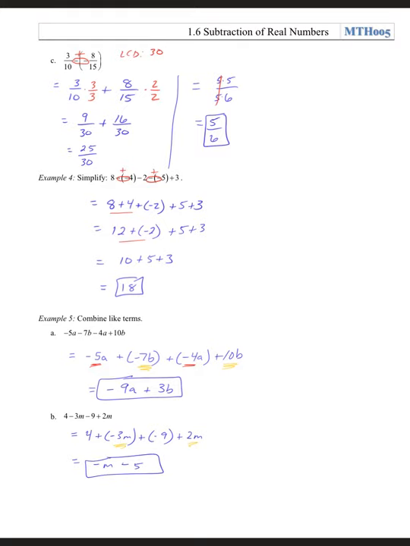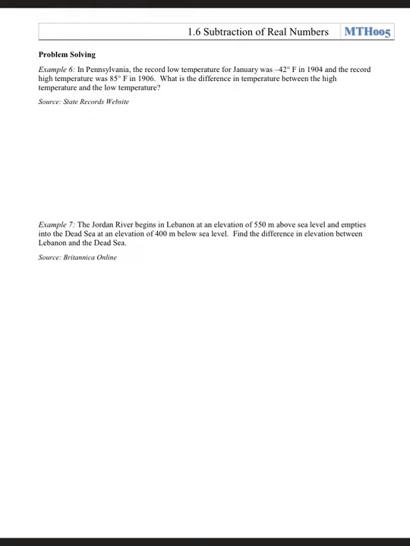Either one is sufficient. Okay, last page we have here is our problem solving. In example 6, in Pennsylvania, the record low temperature was negative 42. The high was 85 degrees. What is the difference? This is something that we looked at a couple sections ago when we were identifying what are the integers that correspond to this problem.